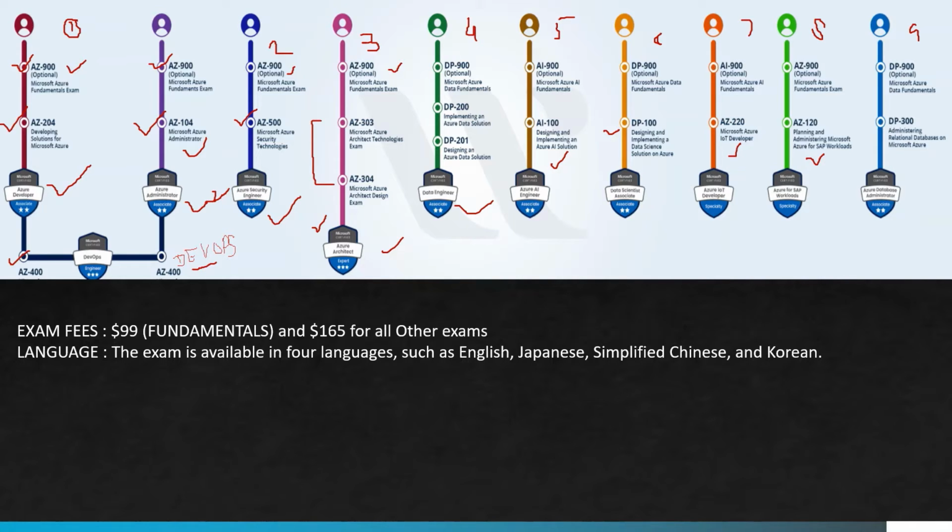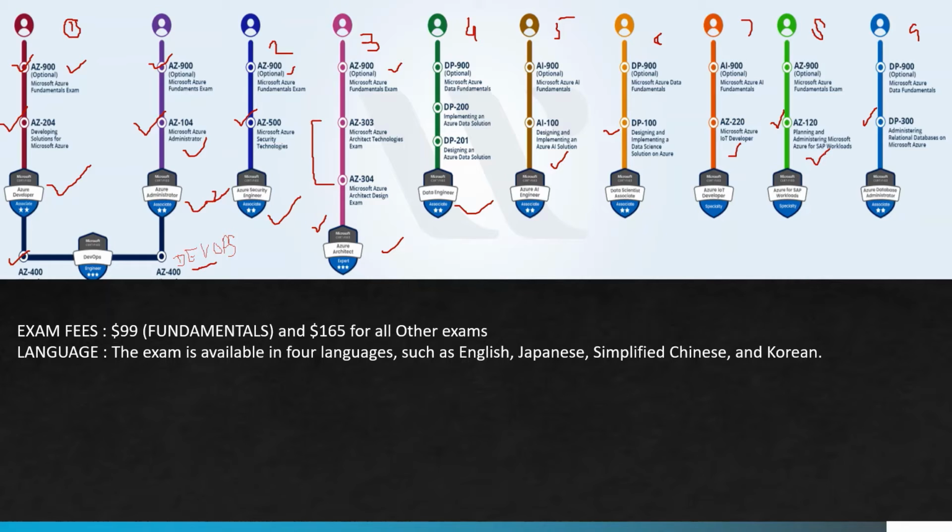Wherever you want to integrate SAP with Azure, in that case you need to get this AZ 120 certification. Now the last one is, if you want to become a database expert, then in that case you need to pass the DP 300 certification. Okay, so this is the Azure certification path. Total 9 paths are there.